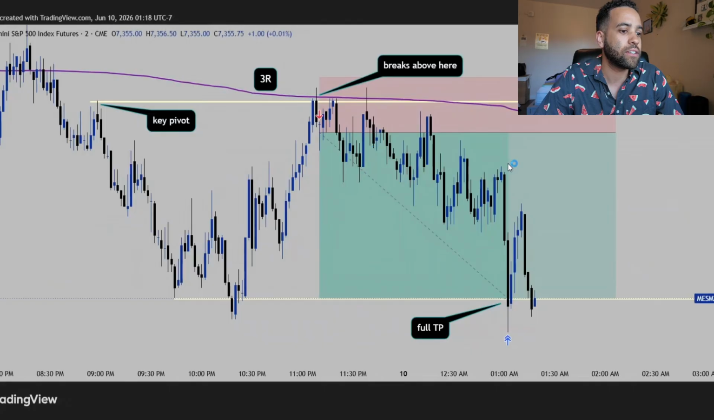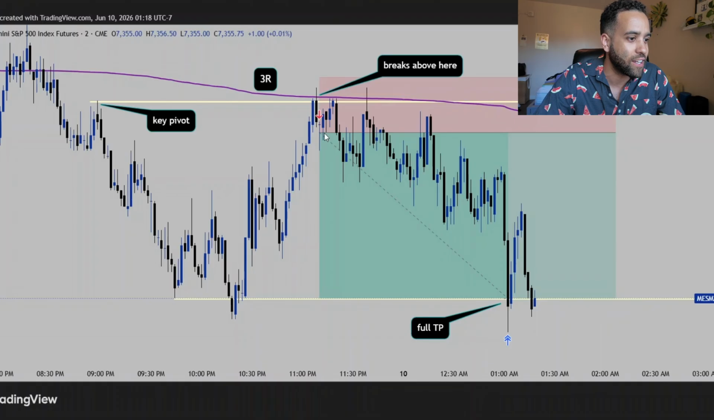The session that I take, I did win. I did take a short on MES. On MES, I did take a short. But this was also during Asia. I think this was Tuesday night, so I ended up not trading Wednesday morning.